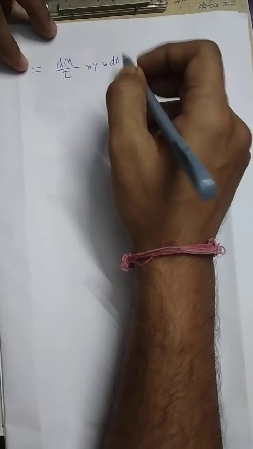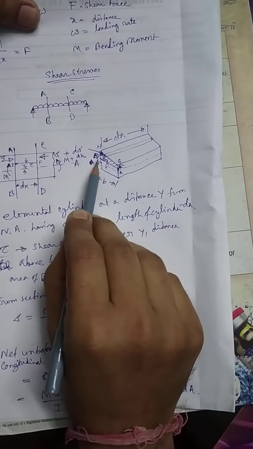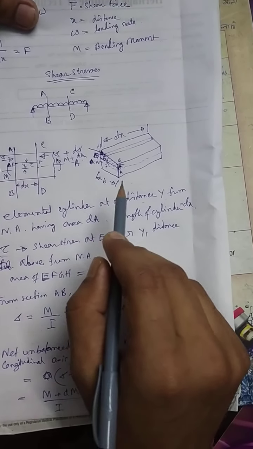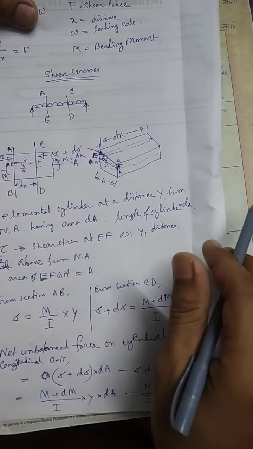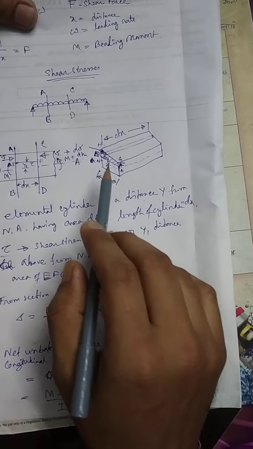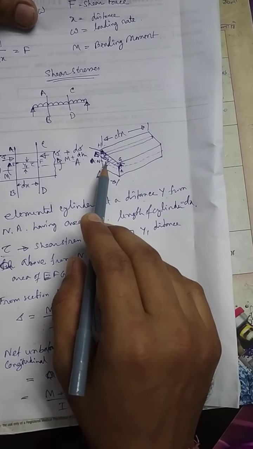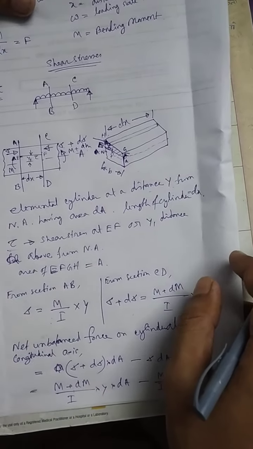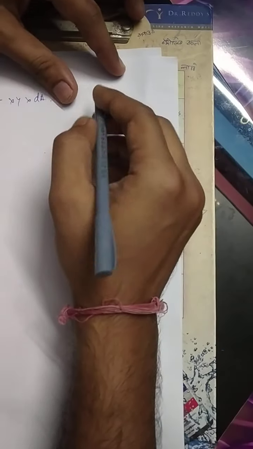Now this section EFGH, if we consider, is an infinite number of combinations of small cylinders. So let me clear out this situation again with a diagram.